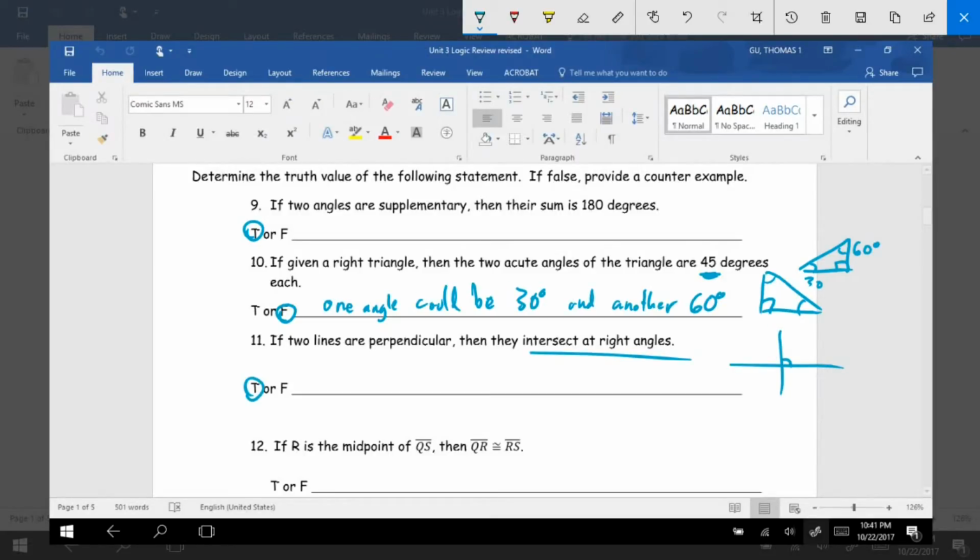And the last one, number 12. If R is the midpoint of QS, so let me just draw this to make sure. Here's Q, S, and then R is the midpoint. So here's R, and let me label it real quick. They're saying that QR is congruent to RS. Well, is that true or false? That is true, because if you know the definition of midpoint, that means that QR would have to be congruent to the other half, which is RS, which is exactly what this one says.